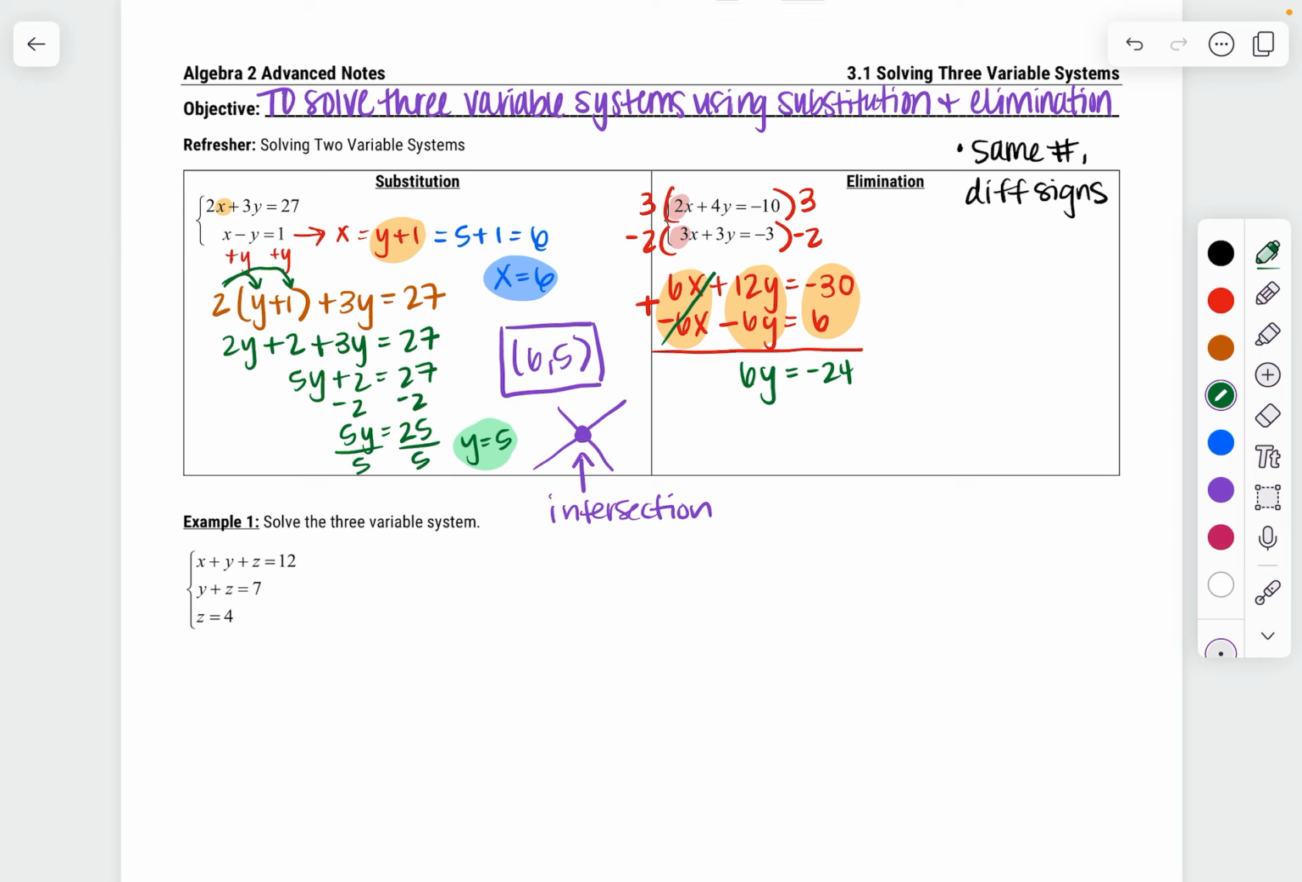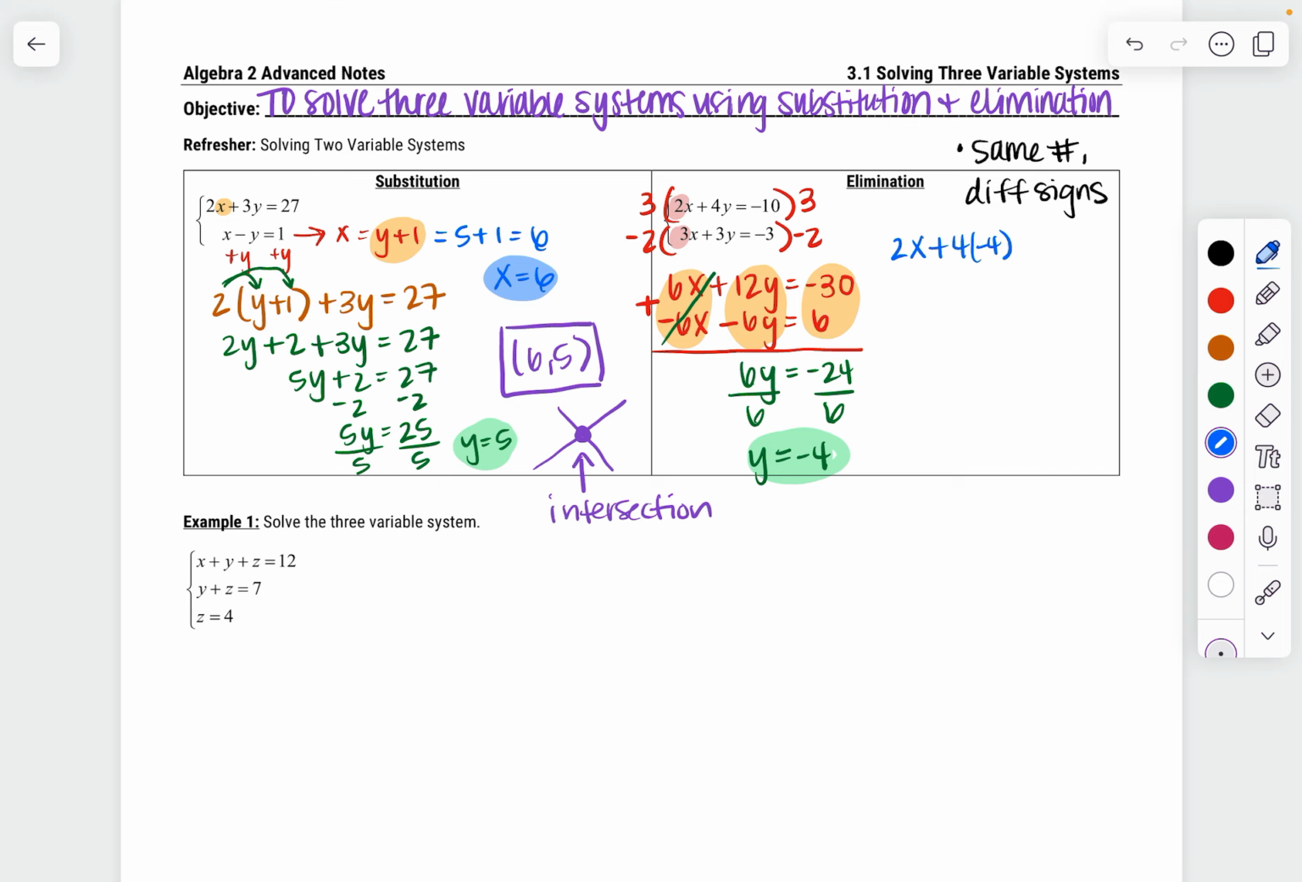And so we solve for y like normal. I'm going to divide by 6, divide by 6, y equals -4. Again, anytime you have one of these system problems, you can't just stop there. So I'm going to take that y equals -4 and substitute it in. Typically, I suggest choosing one of the original problems just because the numbers will stay a little bit smaller.